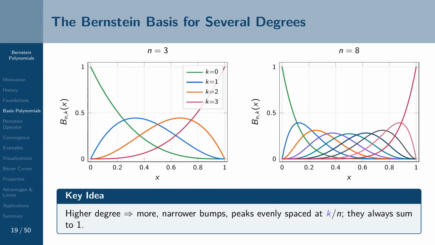Compare degrees 3 and 8 side by side. As n increases, we get more bumps, each one narrower, with peaks evenly spaced at k over n. And crucially, at every x, they still add up to 1. This is the visual signature of the partition of unity, and it is what lets higher degree Bernstein approximations resolve finer features of a function.